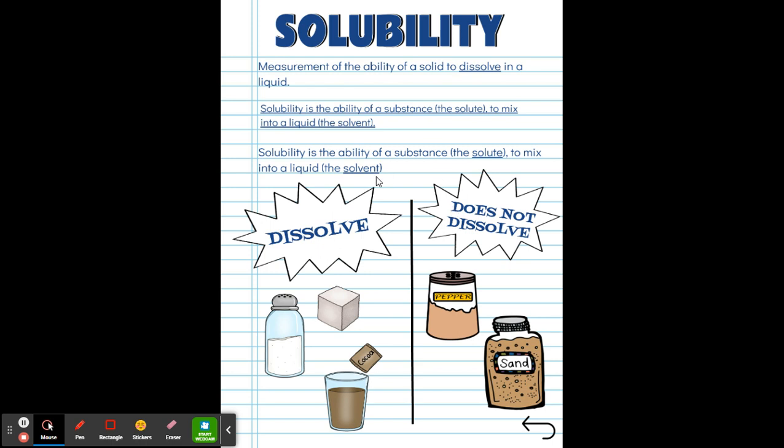So here are some things that we could take and mix into a liquid and they would dissolve. Here is salt and sugar, cocoa powder. If I mix them, they would start to dissolve. And then these, pepper and sand, I can keep mixing and mixing, and they're just going to settle either to the bottom or they might float. They're not going to dissolve.